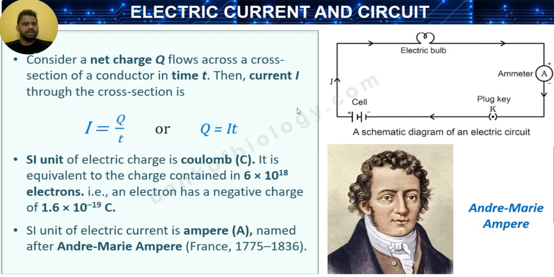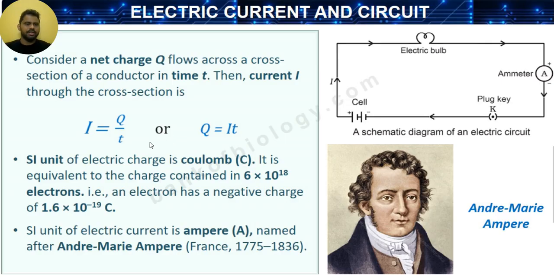Okay, so consider a net charge Q that flows across a cross section of a conductor in time t. This is the time t. Q is the net charge that is flowing across a cross section of the conductor in time t, and then the current I through the cross section is I equal to Q by t. So the current can be mathematically measured as I equal to Q by t, where Q is the net charge flowing, and t is the time in seconds.